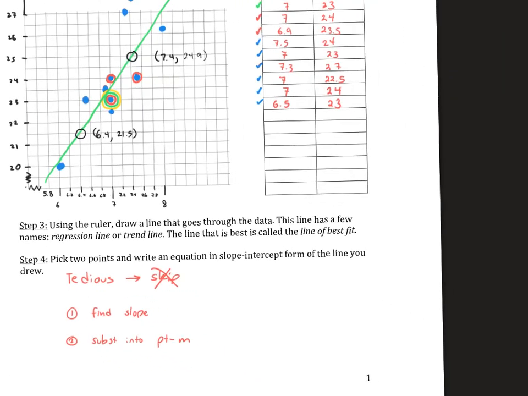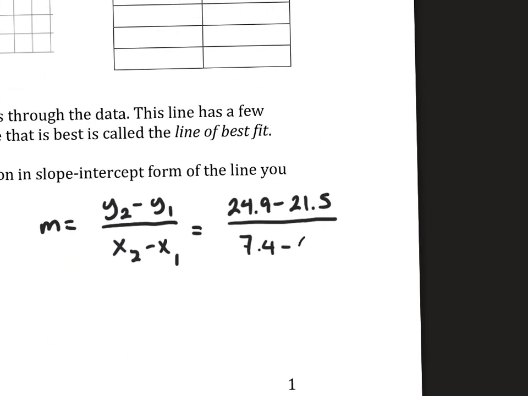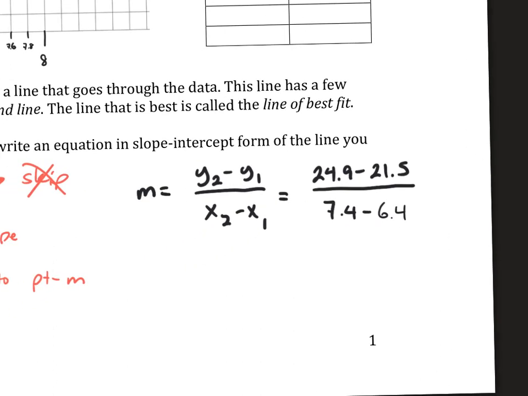All right, so now we have the 2 points, and we can use these to find my slope. So remember, my super secret formula for slope is y2 minus y1 over x2 minus x1. So I'm going to substitute things in right here, starting with my y's, 24.9 minus 21.5, all divided by 7.4 minus 6.4. 3.4 over exactly 1. So there we go. Here's a nice, not too crazy slope.